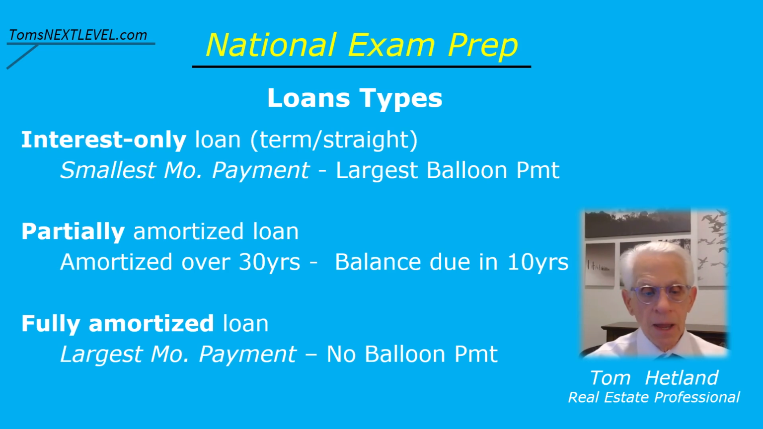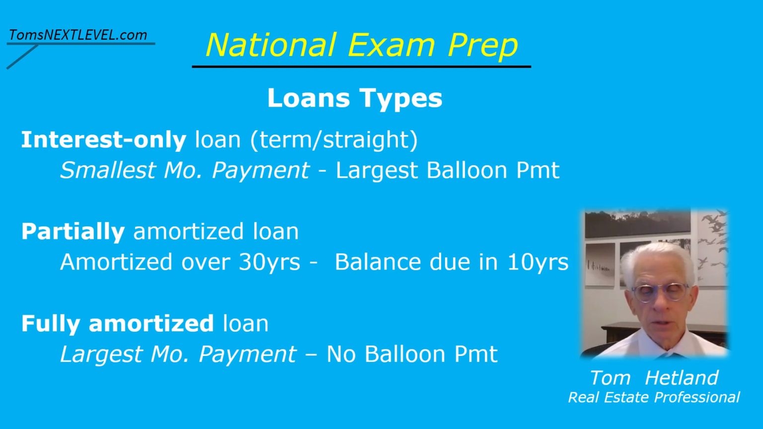Let's go to the bottom of the slide, a fully amortized loan. Easiest to compare with that one. Fully amortized loan, I borrow that same $100,000 from a lender and I pay for it over 30 years. I make payments every month on the interest and the principal. And if it's fully amortized, at the end of the 30 years, how much do I owe in principal? 0. It's all paid off. So a fully amortized loan is going to have the largest monthly payment, but basically no balloon payment, the smallest balloon or no balloon payment.